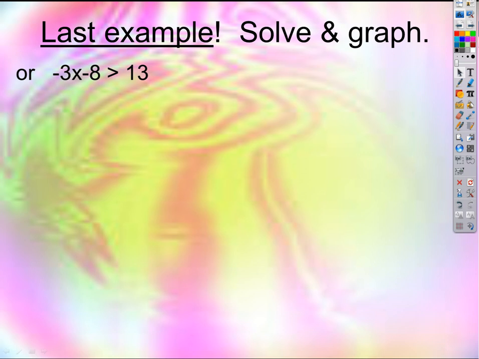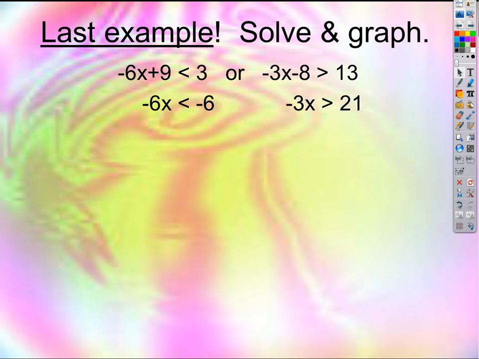Now, what do I have to be careful of in both cases there? Got to flip the sign because I'm dividing by negatives. So there's the first step, divide by the negatives, it flips them around.